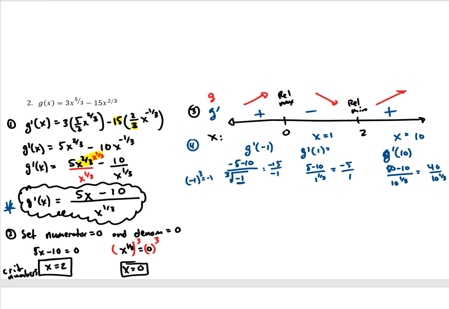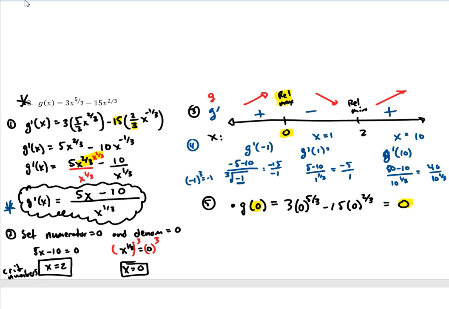All right, so we know where those occur, but our step 5 is to plug these values into our original function. So we need to evaluate g of 0. So back to the original function. Now I'm back to g right there. So g of 0 is, well, this one's easy. I don't need a calculator for it. 3 times 0 to the 5/3 minus 15 times 0 to the 2/3. 0 to the 5/3 and 0 to the 2/3 is still 0. So 0 minus 0, it's all 0. Okay, so that's looking real good. So let me highlight relative max. When I plug 0 in, we got 0.